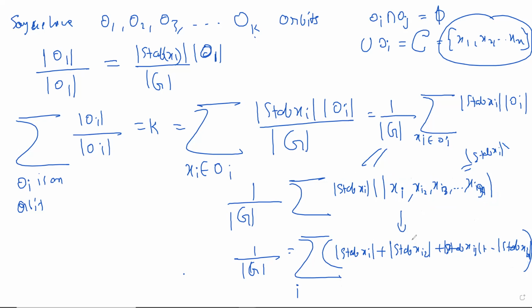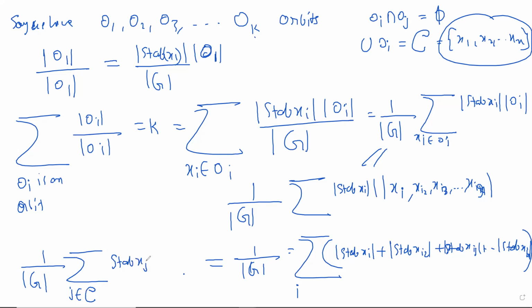Okay. All right. Now, I'll end up doing this for every element of the configuration set. So in the end, what you will get is the summation over j belonging to the configuration set of the stabilizer of xj. Now the addition is over the entire configuration set. This is the number of orbits. Okay. Now there is yet another way to interpret this.